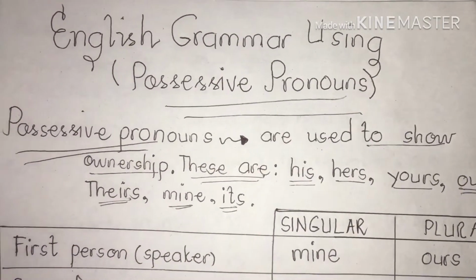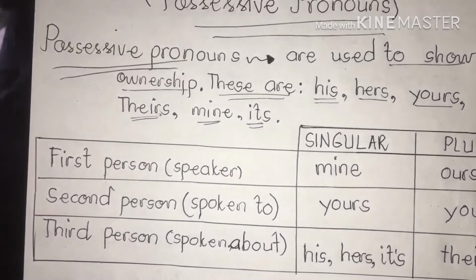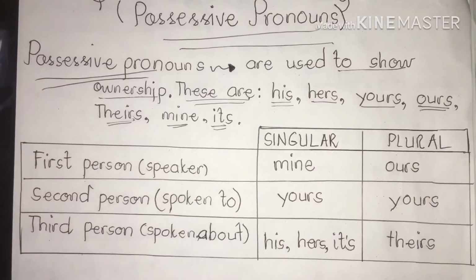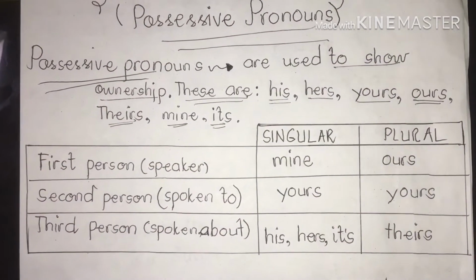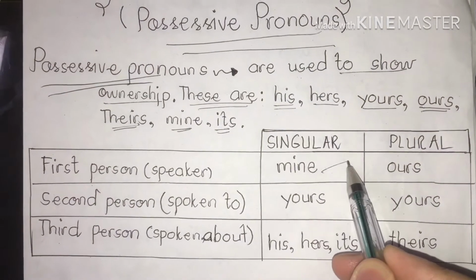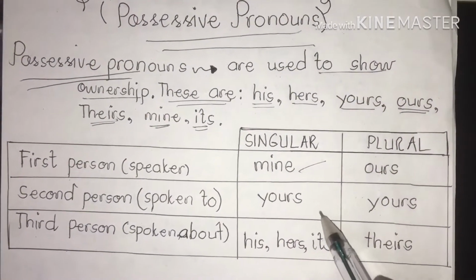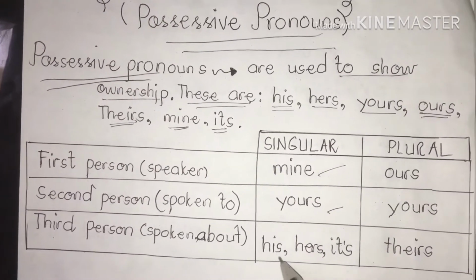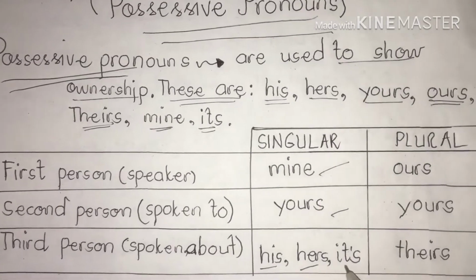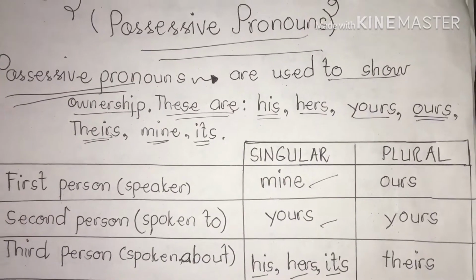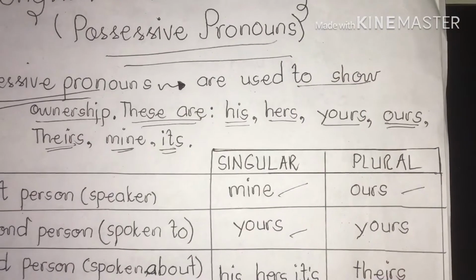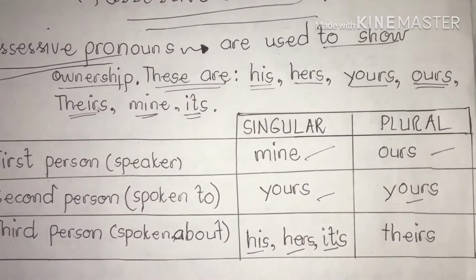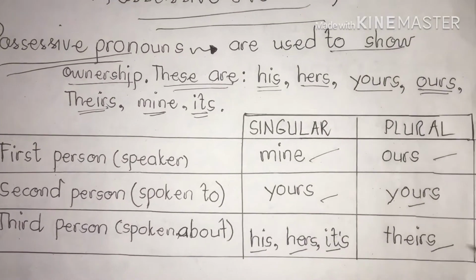mine, and its. So in possessive pronouns, we have singular and plural. For example, the first person speaker, we have mine. Second person spoken to, yours. Third person spoken about, we have his, hers, its. First person plural, ours. Second person plural, yours. Third person spoken about, plural, theirs.